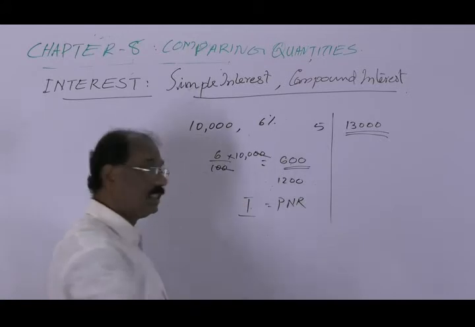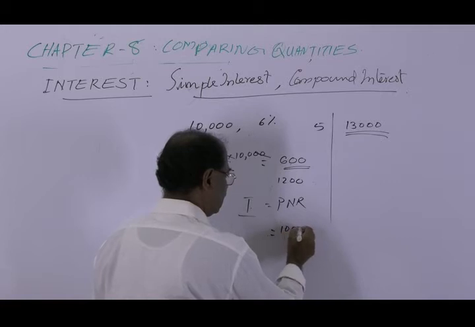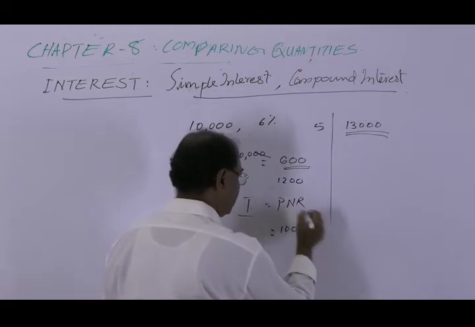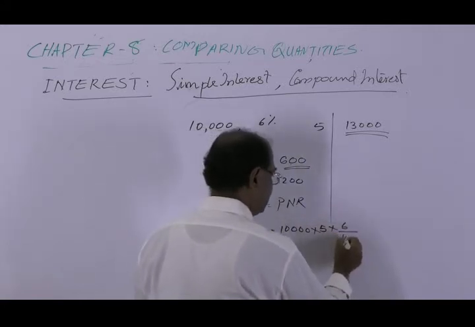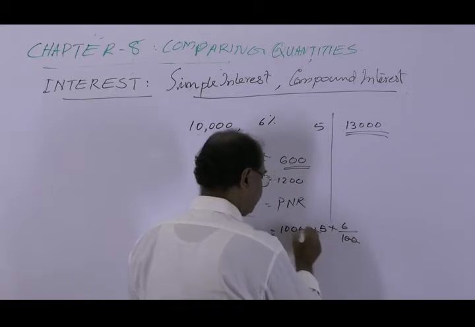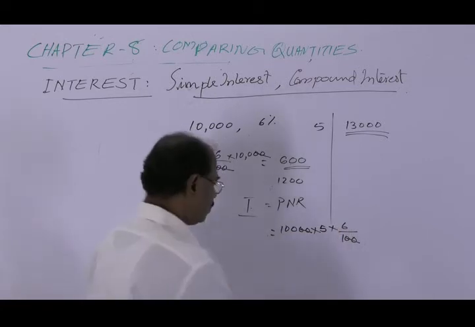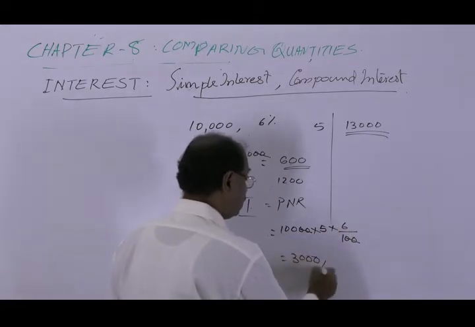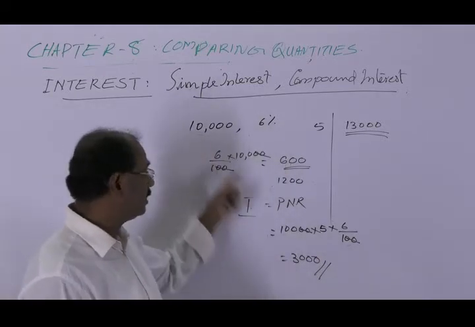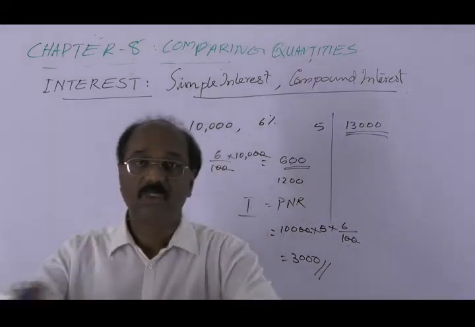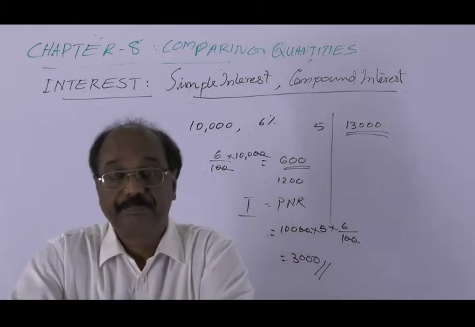So for this deposit, the interest after 5 years will be 10,000 into N, number of years, 5, into interest rate 6 by 100. So this is equal to 100 into 5 into 6, which is equal to 3,000. So total amount after 5 years is 3,000 plus 10,000, which is equal to 13,000. So this is the calculation of simple interest, and you know this.